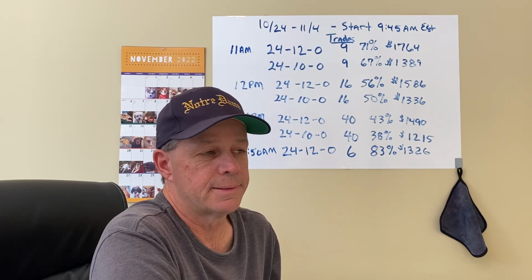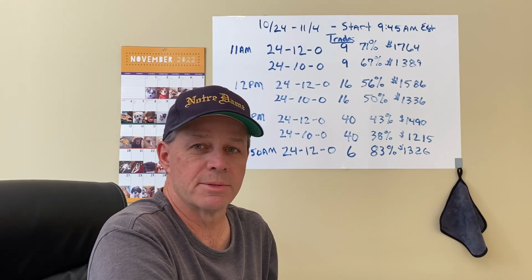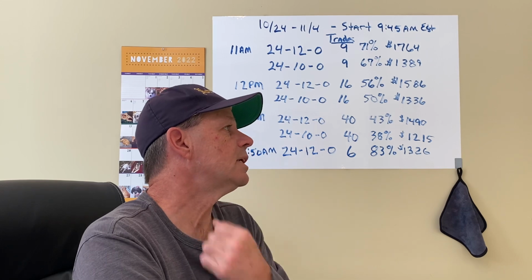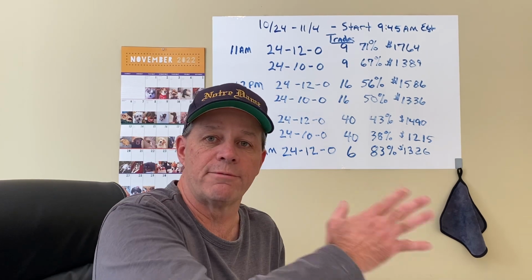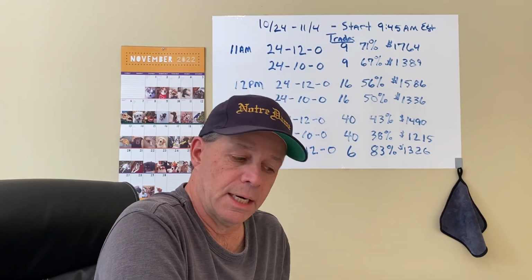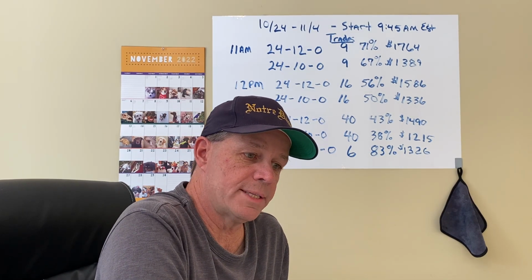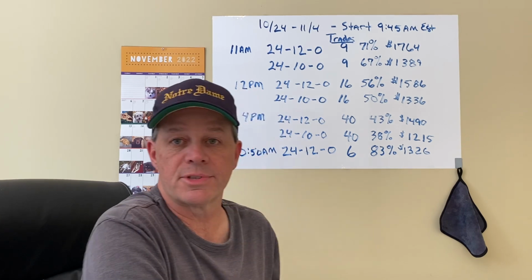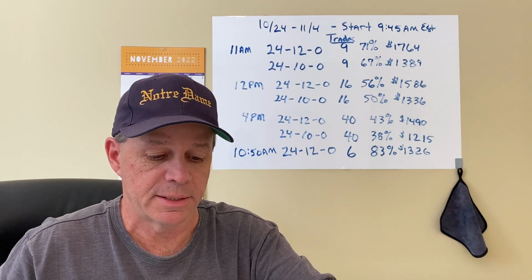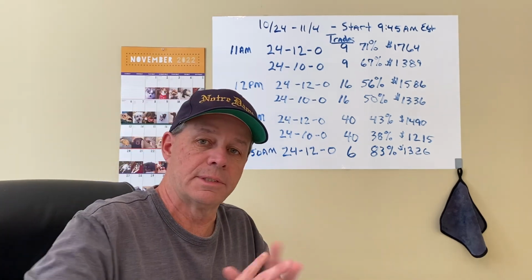And I don't specifically remember, but it was like a 67, 68% win rate. And that was between 9:45 and 10:30 in the morning. So, what I decided to do was to try to do the same thing with the 5 minute gold line.